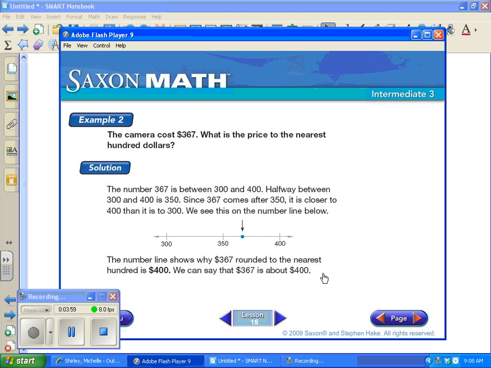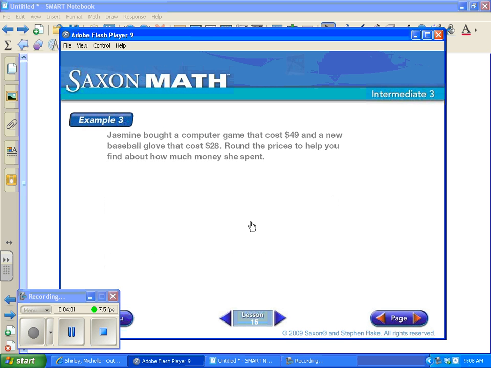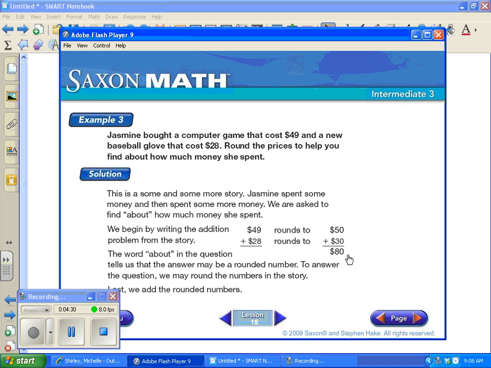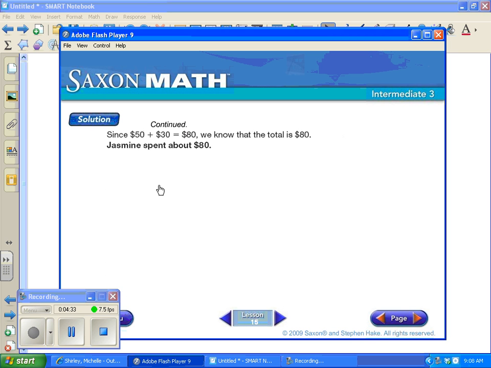What's the key word there? About. Okay. Example 3. Jasmine bought a computer game that cost $49 and a new baseball glove that cost $28. Round the prices to help you find out about how much money she spent. What would we round the $49 off to? 50. So think 50 in your head. What would we round $28 off to? 30. So now think 50 plus 30, and that's easy. About, we could say about $80. Okie dokie. We did that mentally.